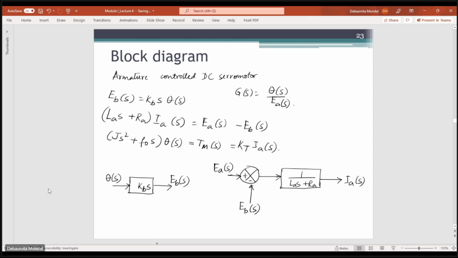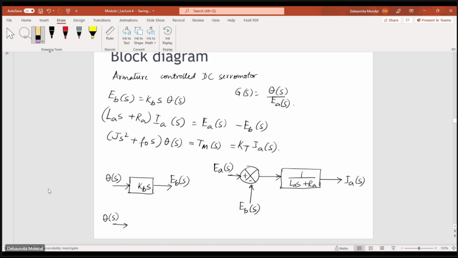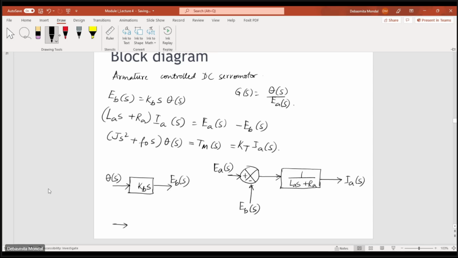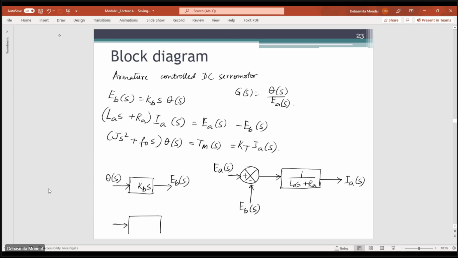And if you want to represent the third equation, it will look like this: you have theta(s) as your input, or rather, you have K_T.